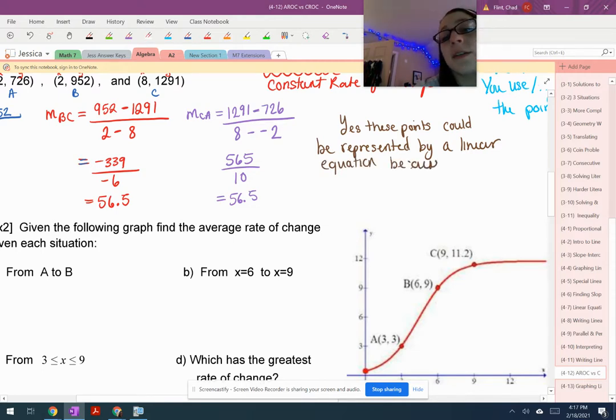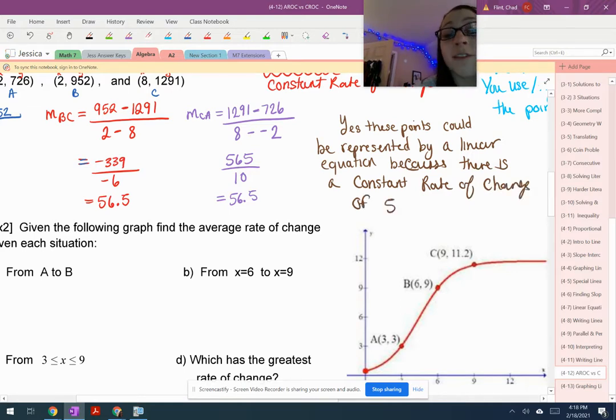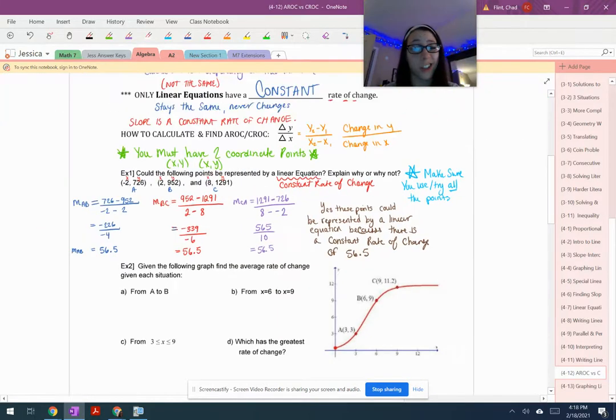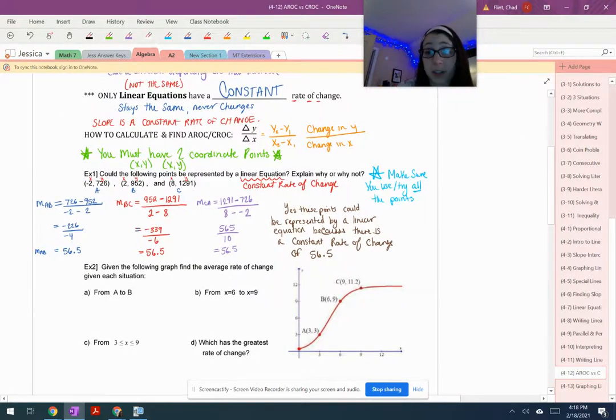because, and this is where you just use those keywords, there is a constant rate of change of 56.5. Boom. Answered the question, and you're good to go. If they were not all the same, then we would be saying no, they can't be represented by a linear equation because they are not equal. But in this case, they are all equal, so we're good to go.